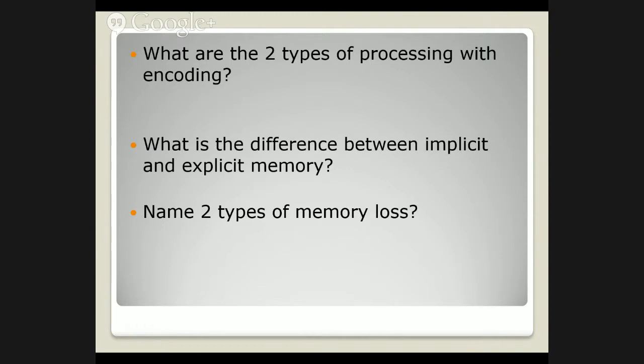Okay, what are the two types of processing within coding? What is the difference between implicit and explicit memory? And name two types of memory loss. So all these questions that I've gone through now, this is my last slide now, you need to just make sure that you go through them and know them well. And this also just helps you for your upcoming exam on how the questions will be phrased.